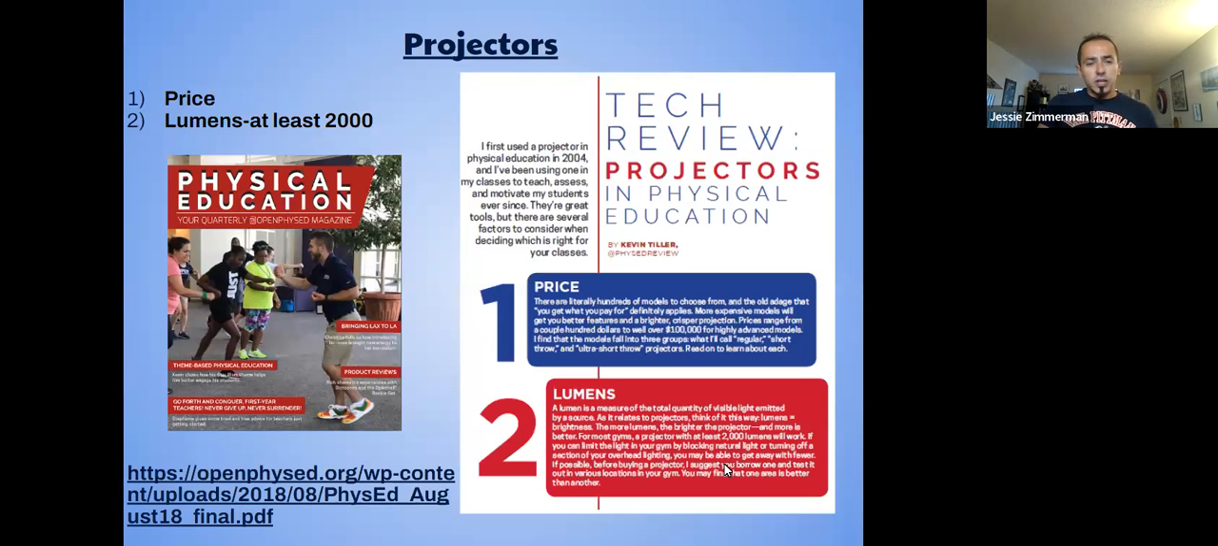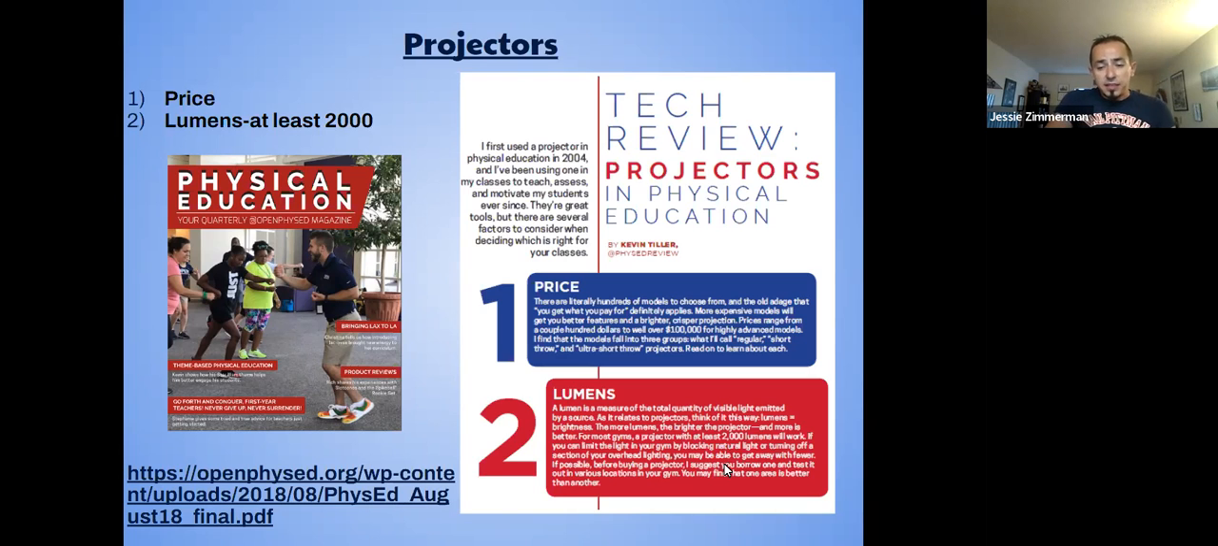So the number one question I get is what's my number one piece of technology that I love? And it's my projectors. Open Phys Ed, the Open Physical Education Network, puts out a quarterly magazine, and one of the articles was written by Kevin Tiller of Phys Ed Review. I'll go over some of his stuff later, but he wrote this great article on how to find the perfect projector for you. He went over four tips to look for when picking out a projector for your classroom. The first was price, and obviously that's the biggest one, with whatever budget you have for your school, or if you have to get one yourself.